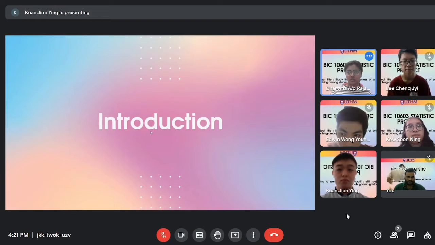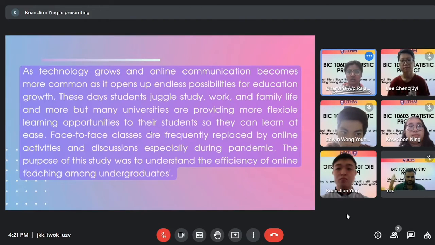Next slide. As for the introduction, as technology grows and online communication becomes more accessible, students tend to study, work, and also handle family life all at the same time. So universities are starting to provide flexible learning mode, which is online learning. Face-to-face classes nowadays are frequently replaced by online classes, especially during the pandemic. The purpose of this study is to understand the efficiency of online teaching among students and undergraduates. Next slide.